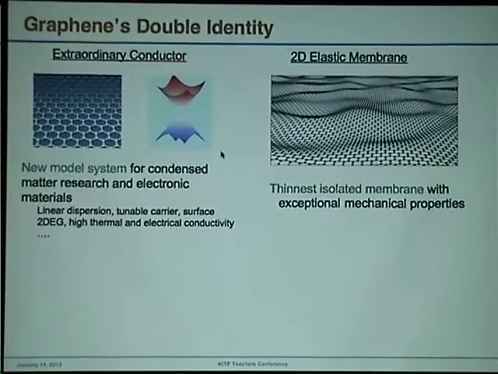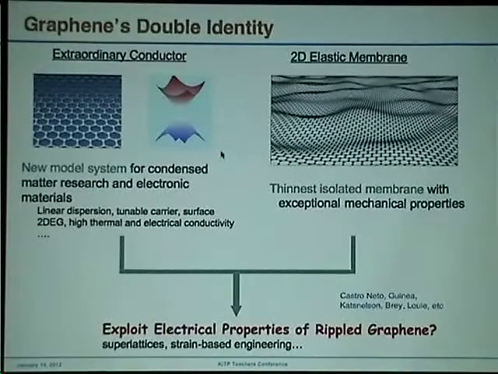This is because graphene really has a double identity. It's a really great conductor, with all these amazing electronic properties. It's also the thinnest isolated membrane, and you don't have any other system like that. So maybe we can combine the two. We can explore electrical properties of rippled graphene.